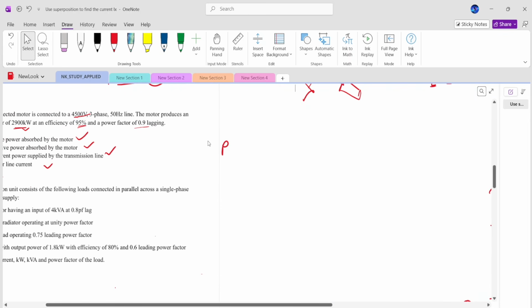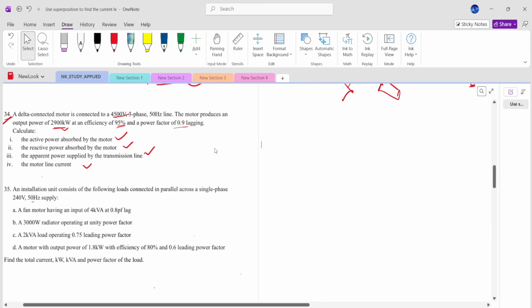Let me delete this. For the next question, definitely you are going to get a question like this. It comes mostly where they give you loads and you have to find the apparent power, the total power factor. There are loads in parallel and you have to find their combined power factor, combined apparent power, combined true power, and combined reactive power.